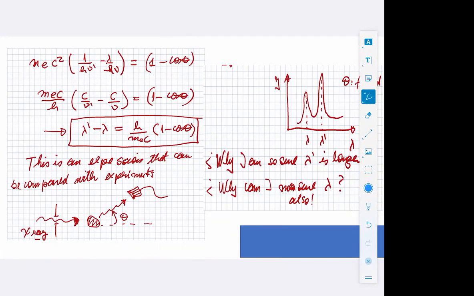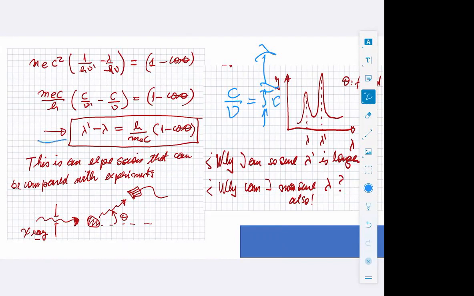What I do next, I take one of these h bars out, and I put one of the c's in such a way that instead of writing 1 over nu, I write c over nu. And what is this? c over nu is equal to c times T. What is T? The period. The period of the wave times c is equal to lambda. So that's how I get here lambda prime minus lambda equal to this expression.